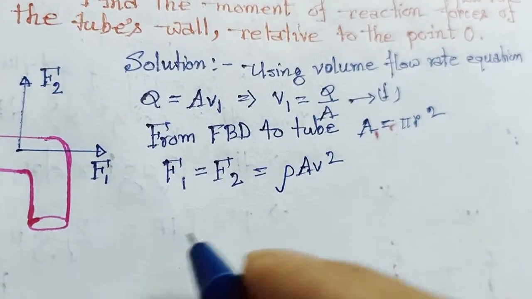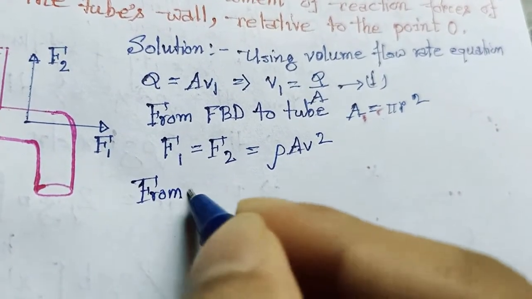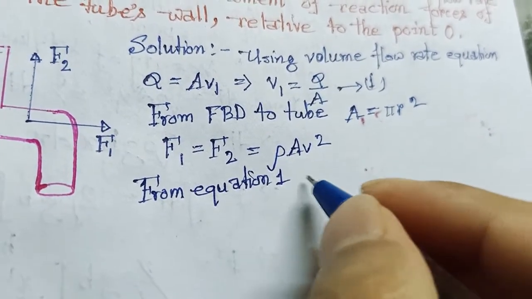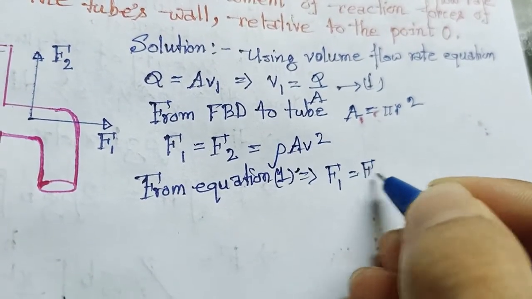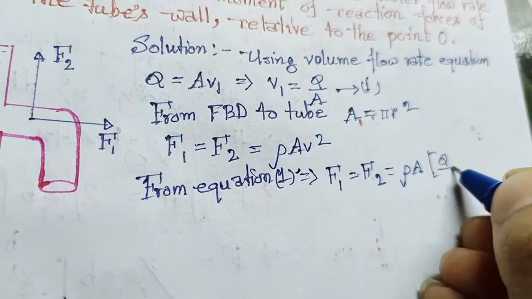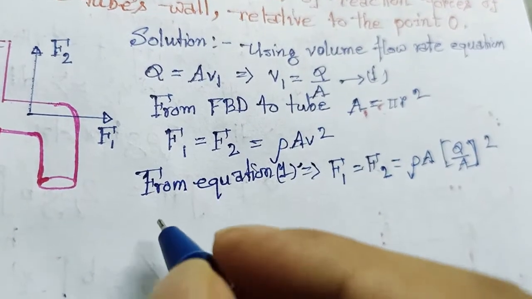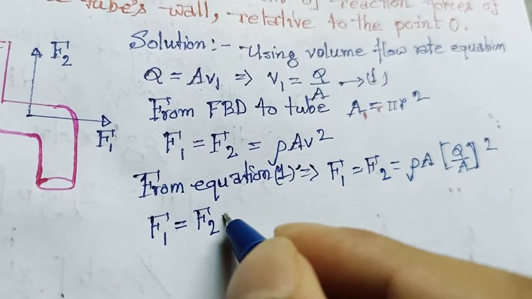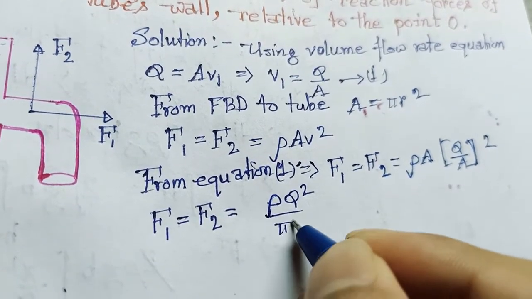From equation 1, this implies that F1 is equal to F2, which is again equal to rho A into Q divided by A whole square, or F1 is equal to F2, which is again equal to rho Q square divided by pi r square.